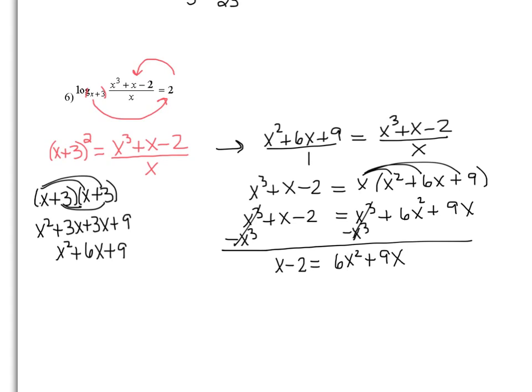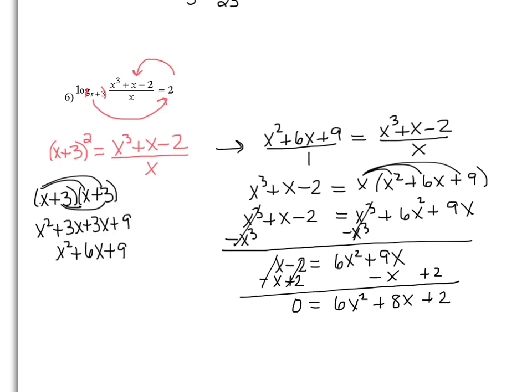Now, this should be familiar to you. I see an x squared. These two terms belong on the right-hand side. So let's subtract x and add 2. So 0 equals 6x squared plus 8x plus 2. You now have two options at this point. You can take these three terms and see if you can factor it, t-chart, and solve, or you can choose to do the quadratic formula with this quadratic equation.